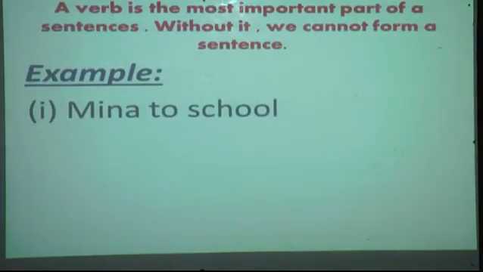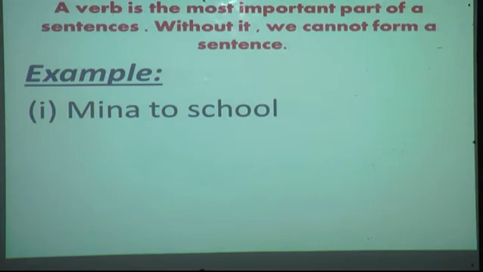Verb is the most important part of our sentences. Without it, we cannot form a sentence. What is the instruction given here? That a verb is the most important part of sentences. Without it, we cannot form a sentence.